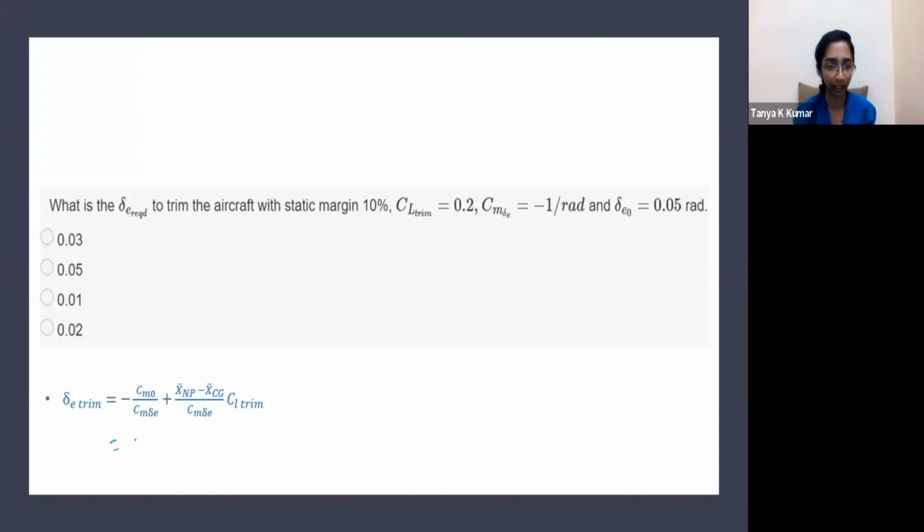Okay, so this is your delta E naught plus, this is the static margin, CM delta E and CL trim. Okay, so delta E naught is given to you as 0.05. Static margin is 10%. CM delta E is -1 and CL trim is 0.2. This is fairly straightforward. What is the answer here?